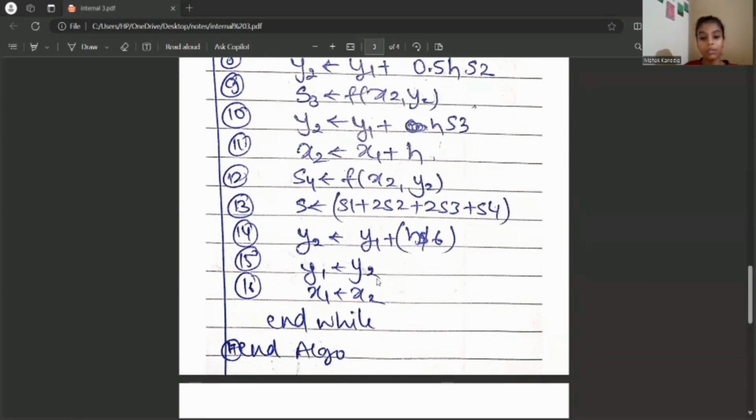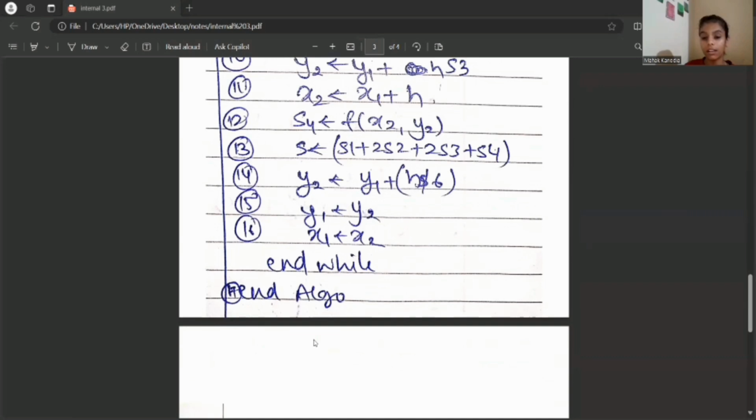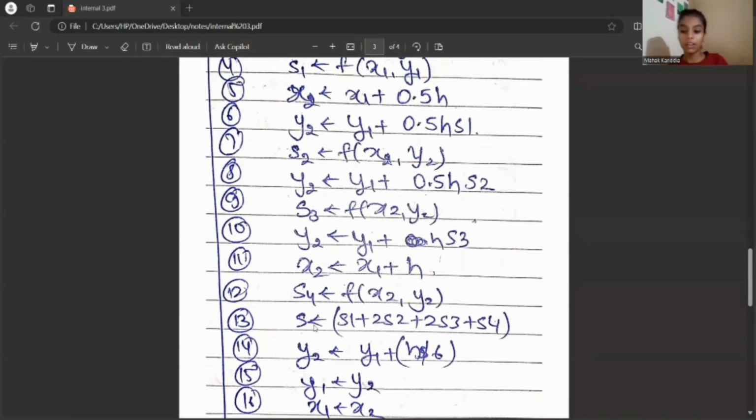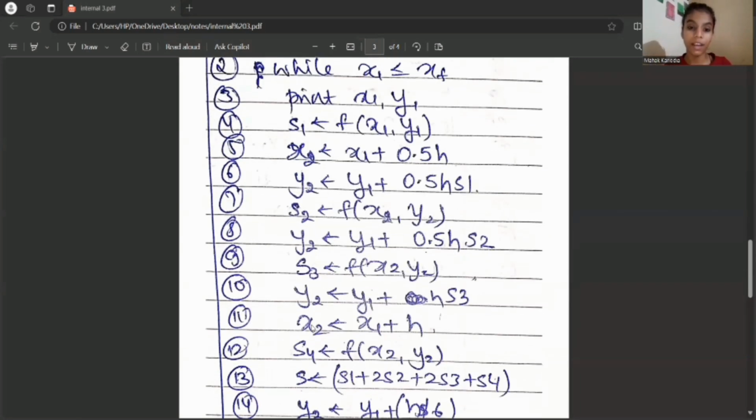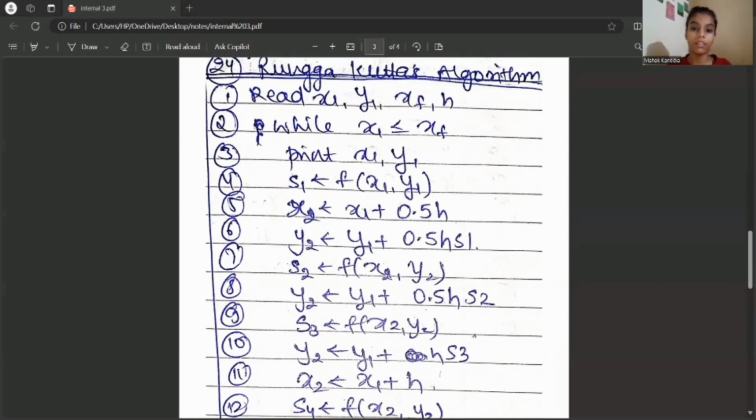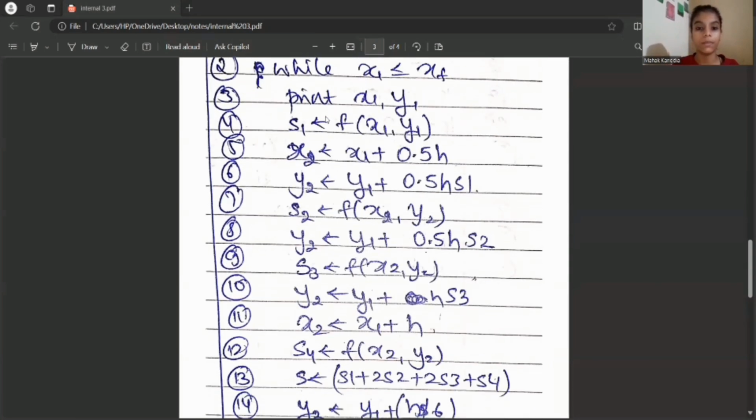Now we assign the values of y2 to y1 and x2 to x1, end of the while loop, and this is the end of the algorithm. The algorithm gives the output as the final value of y1 corresponding to the value of given x1.